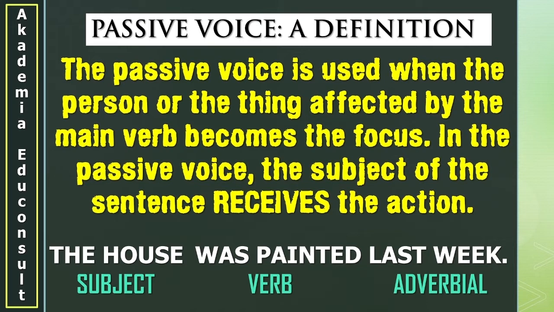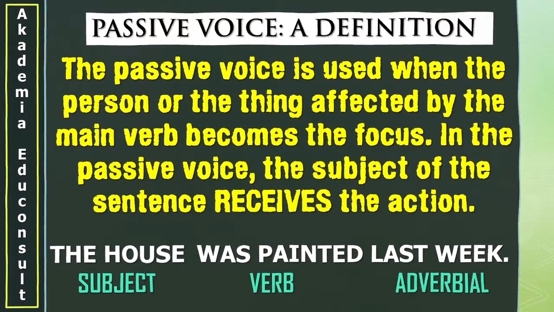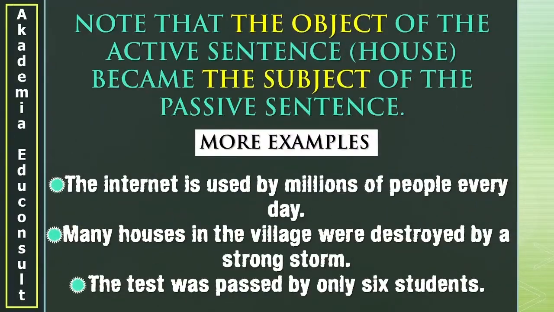The house was painted last week. The house here, which used to be the object, has now become the subject. So was painted is our verb, and last week is the adverbial. So we have the house was painted last week. Note that the object of the active sentence, that is the house, is now the subject of the passive sentence.